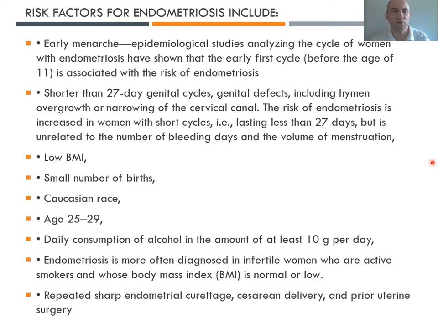But it's unrelated to the number of bleeding days and the volume of menstruation. Low body mass index, small number of births, Caucasian race, age 25-29, daily consumption of alcohol in the amount of at least 10 grams per day. Endometriosis is more often diagnosed in infertile women who are active smokers, and whose body mass index is normal or low. Repeated sharp endometrial curettage, cesarean delivery, and prior uterine surgery are also risk factors for endometriosis.